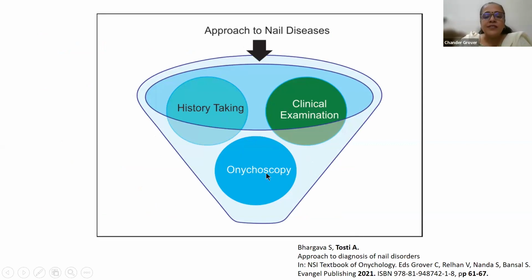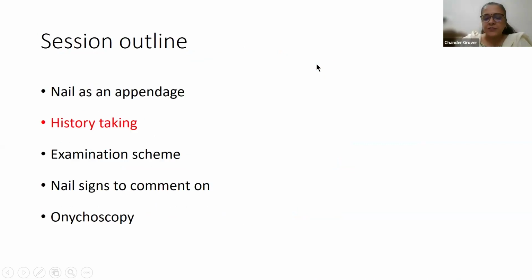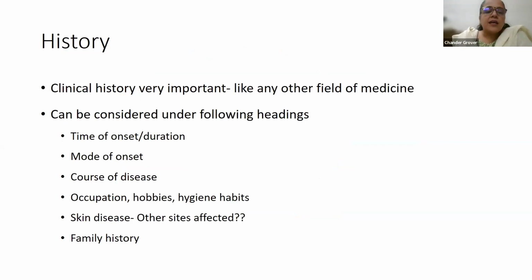It should always come after clinical examination. It cannot precede examination. Coming to history taking, what's relevant? Clinical history is very important, like any other field of medicine, because the same change, when it is acute, the causes are different. Chronic, the causes are different.